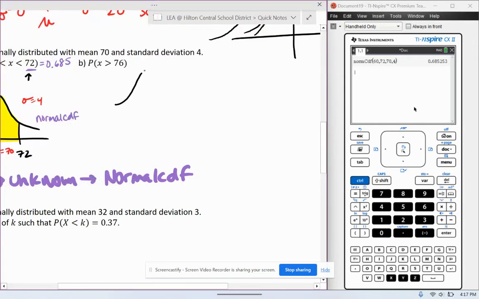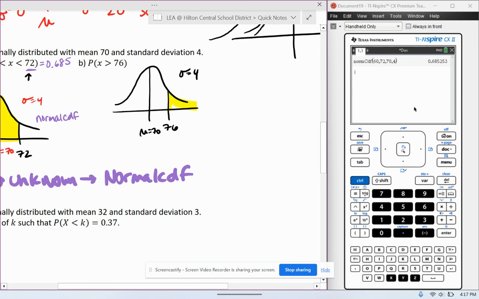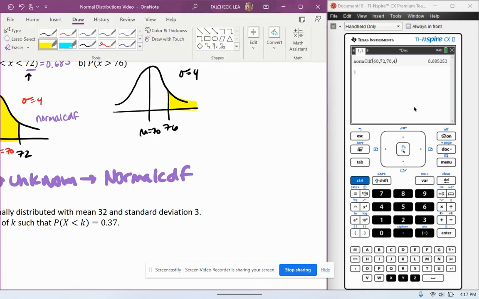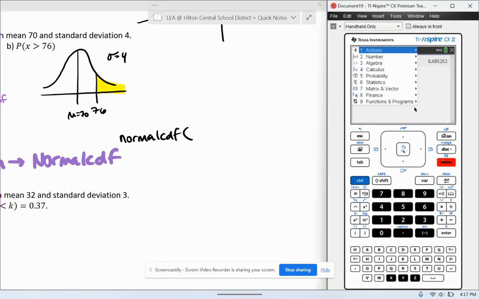Now let's find the probability that a score is greater than 76. Well, we're still using the same mean. So now we're above the mean, same standard deviation, and we're looking for greater than 76. That means we're looking for this area under the curve right here. Since we're looking for an unknown area, we're going to use normal CDF. And let's talk about our inputs.